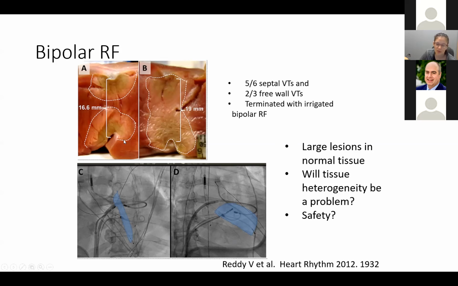The other problem is in some IDE studies, there's been a small signal of a safety issue, and that may be just because settings have to be titrated, but one should be aware that steam pops are potentially a dangerous problem with this when it's delivered in a free wall site as opposed to a septal site.